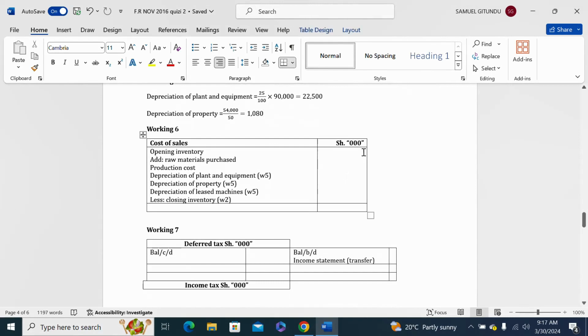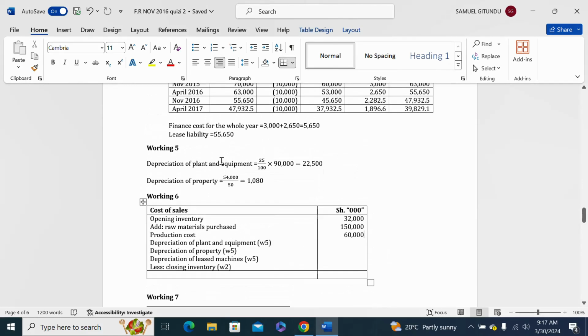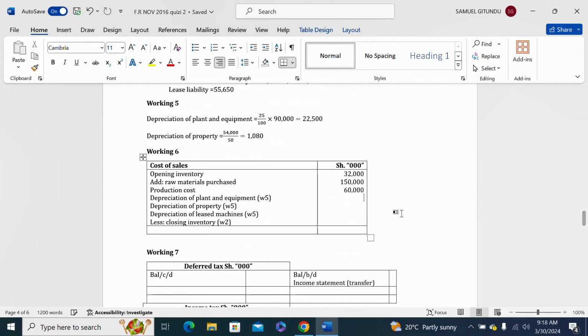I will take the opening inventory, that's 32 million. Raw material purchased, 150 million. Production cost, 60 million. Depreciation of plant and equipment, which you have done in this working 5, 22,500,000. Depreciation of property, 1,080,000.